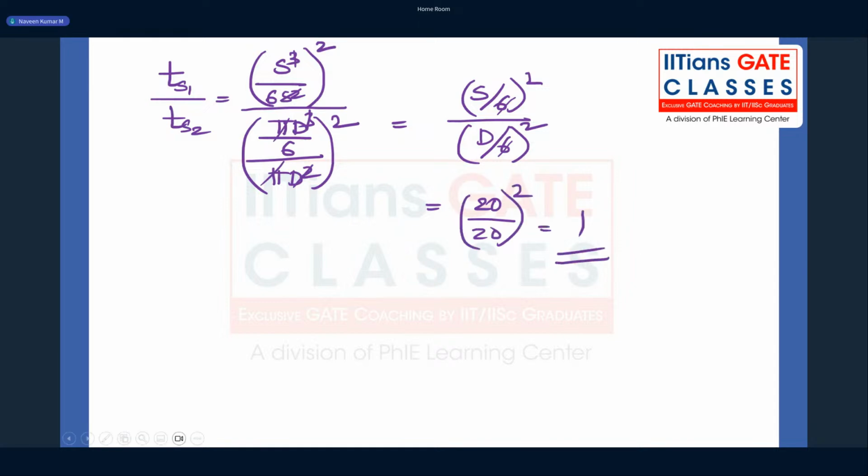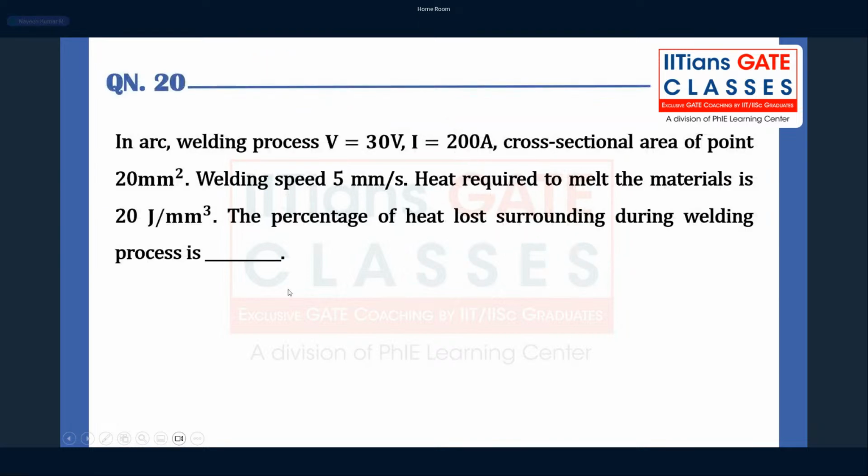Simple, very simple question. Next is in arc welding. Again, the question is from arc welding. They're asking the same question, repeated every time. All of your faculty might have told you, please solve previous year questions. If you have sincerely solved previous questions, you would not have faced any problem. The same question they're asking.